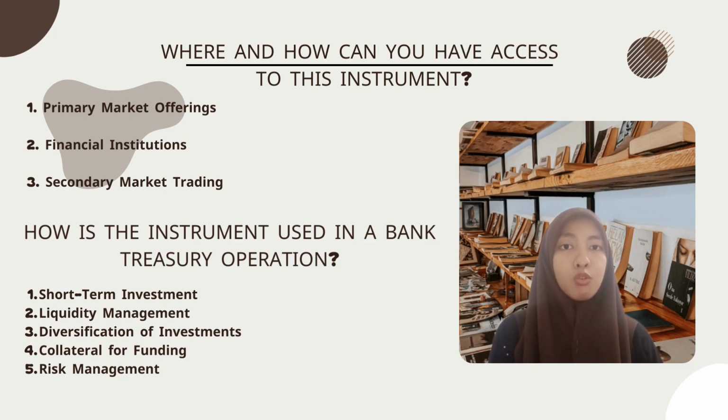Number 5 is risk management. Banks can utilize Cagamas commercial papers as part of their risk management strategies. For example, this paper can be used to offset or hedge interest rate risk. By holding commercial papers with different maturities, banks can manage their exposure to interest rate fluctuations and maintain a balanced interest rate risk profile.